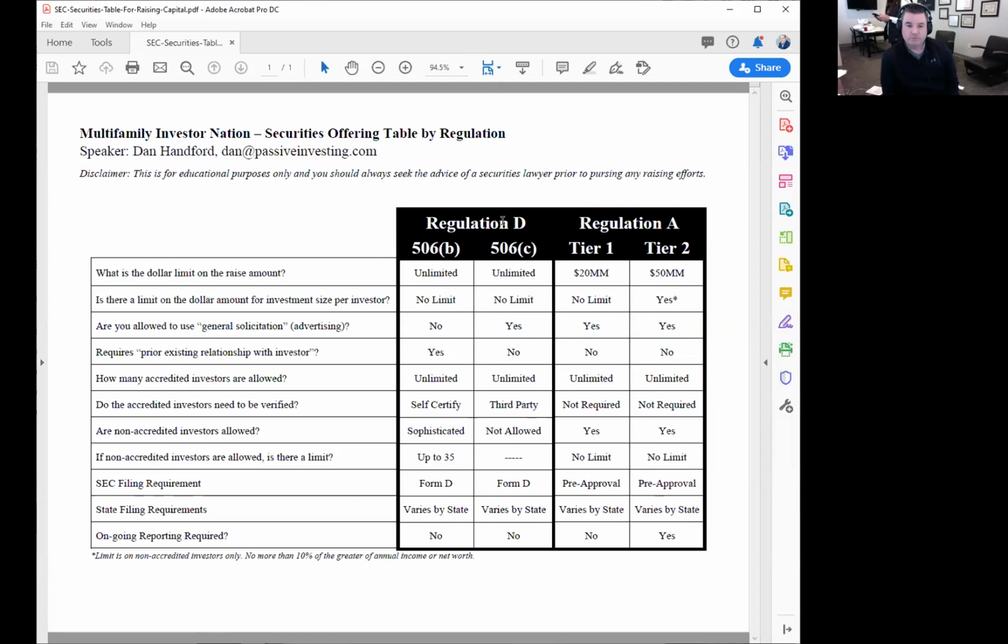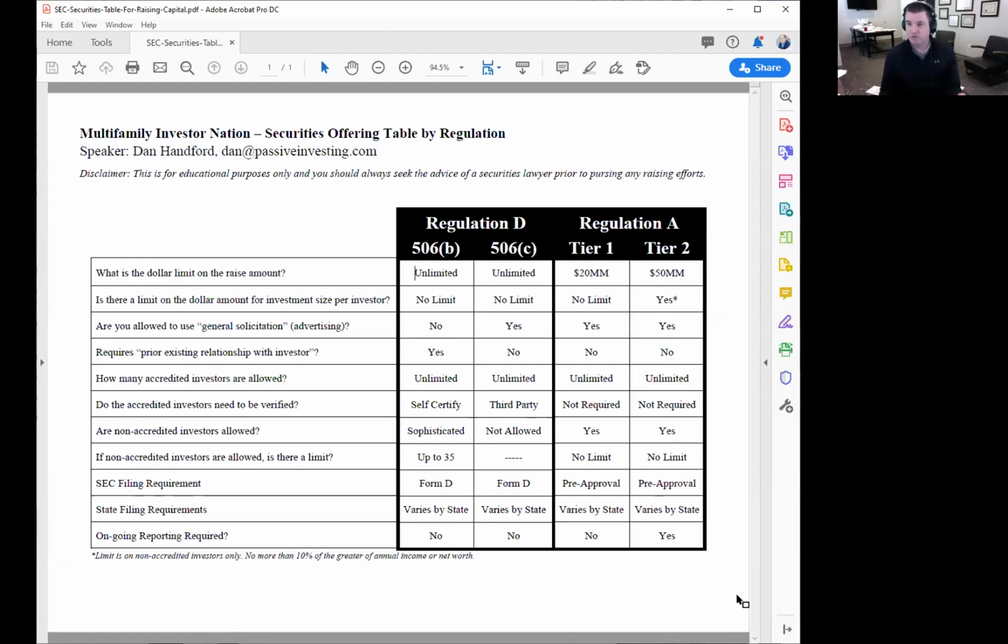So let's talk about Regulation D. This is what the vast majority of you that are interested in sponsoring and syndicating multifamily units around the country. These are the exemptions that you're going to be relying on. When we talk about exemptions, remember what we're really talking about is being exempt from having to publicly register.